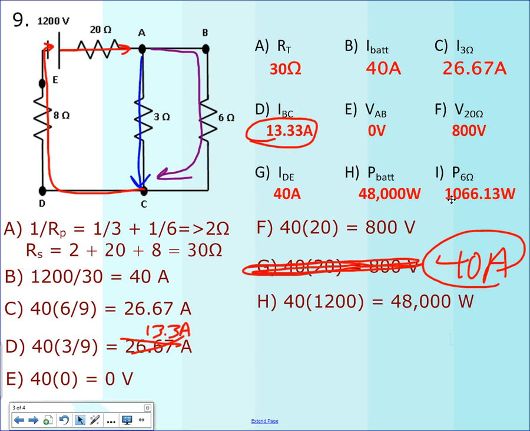So in that case, I like to use I squared R. The current that goes down this whole purple pathway, we've already figured out to be 13.33 amps. So that's going to be my I squared, 13.33 squared. And then of course we want the resistance of just the 6 ohm resistor, so the R is 6. So 13.33 squared times 6 gives us the power that is used, or dissipated, by that 6 ohm resistor.